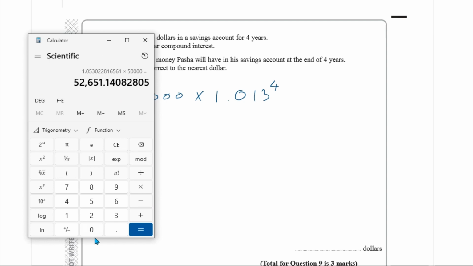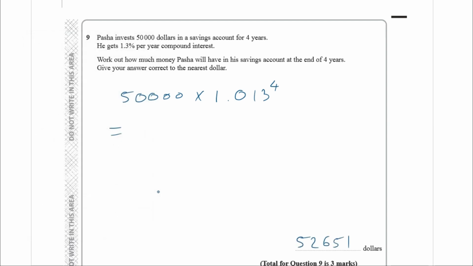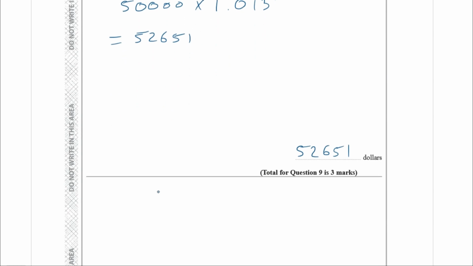And it looks like multiplying 50,000 by 1.013 to the power 4, it becomes 52,651. And that to the nearest dollar is going to be good, and we can move on to the next question. So 52,651. Very good. Well done.